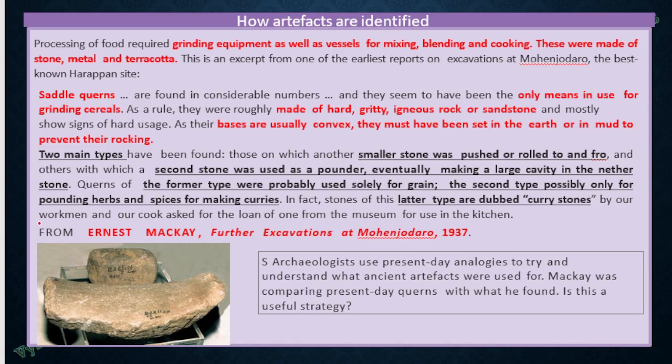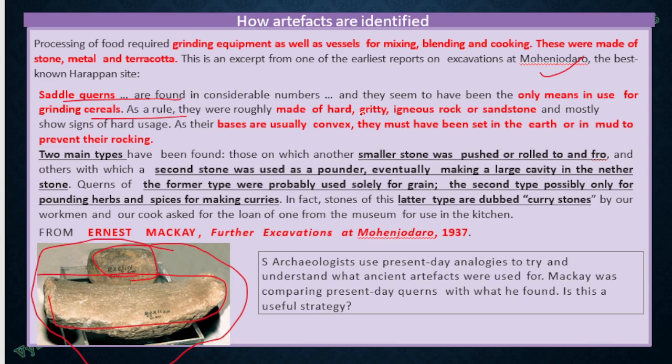Now, different artifacts I told you will be found. Even now in traditional households, for grinding maybe coconut or chili, making chili powder, you need a big stone base, and another stone with which you crush the things. This has been found at Harappan sites, especially Mohenjo-daro. They are called saddle querns. They were used for grinding cereals.